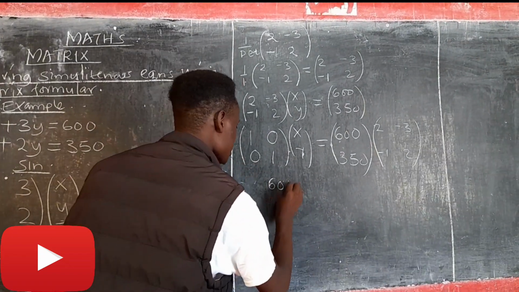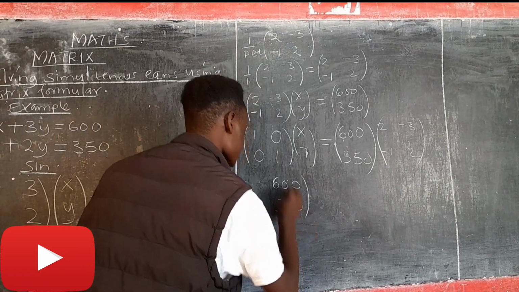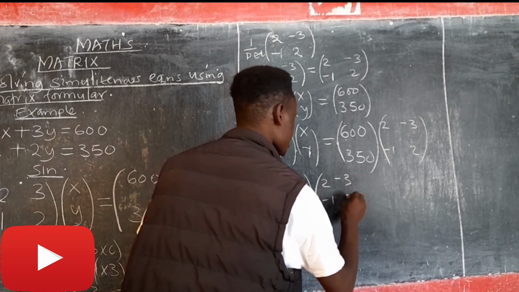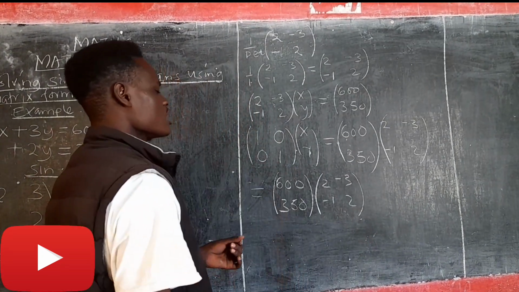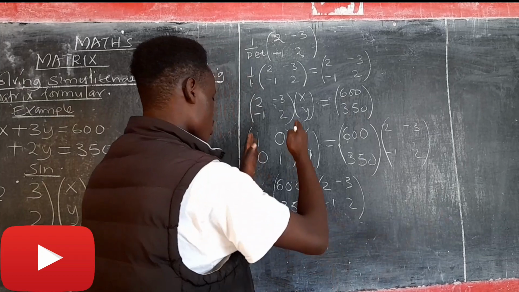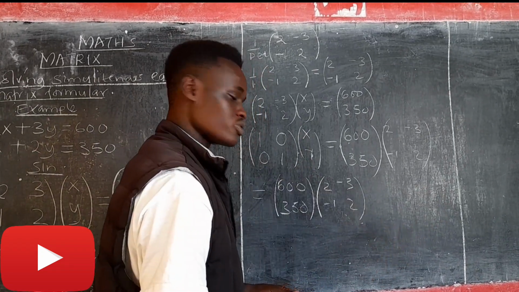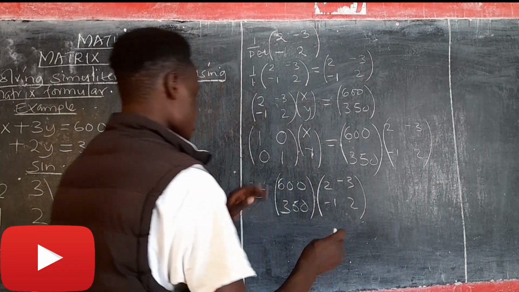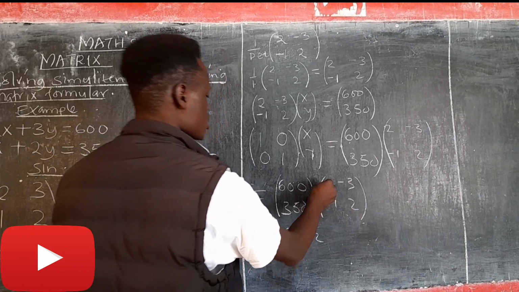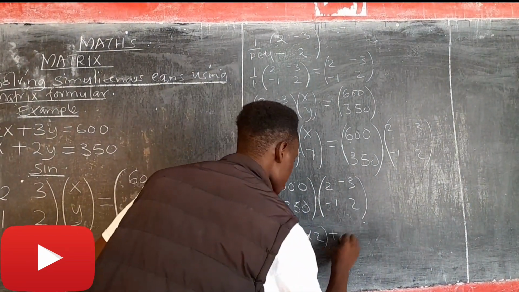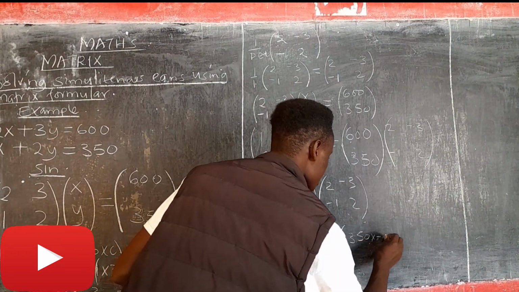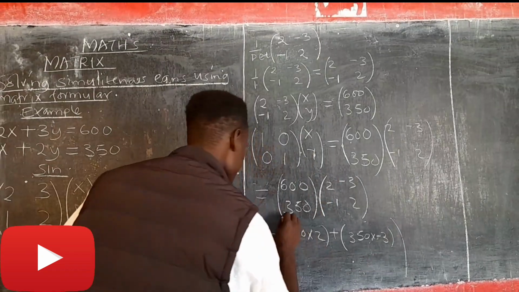So we have 600, 350. Then it is multiplied by 2, negative 1, negative 3, 2. So here we say we are going to multiply a column times what? A row. So that's column times row. That's what we are going to do for us to get the value of x and y. And this is how we are going to do it. It is 600 times 2 plus 350 times negative 3. Then we have our bigger bracket.